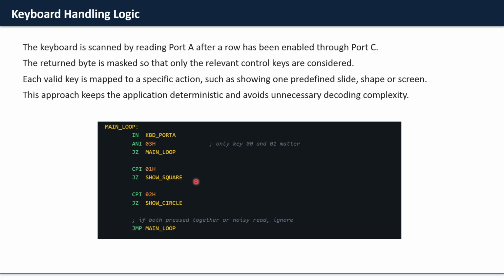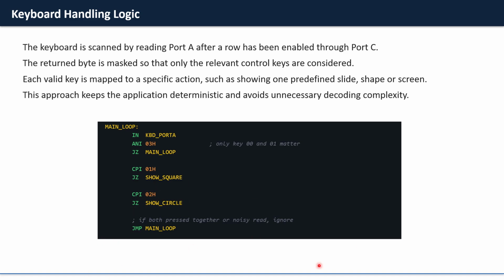If 01 key is pressed, then we will show square. JZ show square is a subroutine. This subroutine is responsible for showing the square on the GLCD display. In this project we have only shown on CS1, not CS2, using 2 pages only, and then if row 2 key 2 is pressed, then we show the circle.